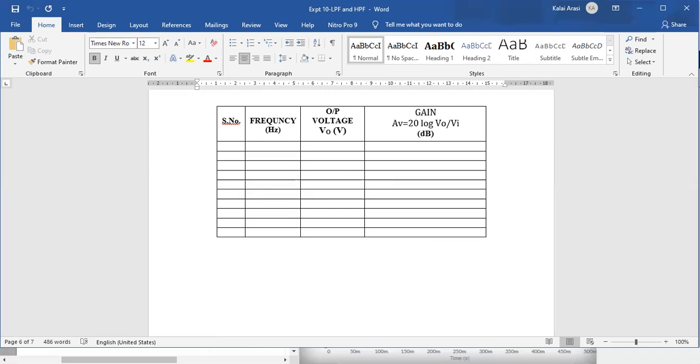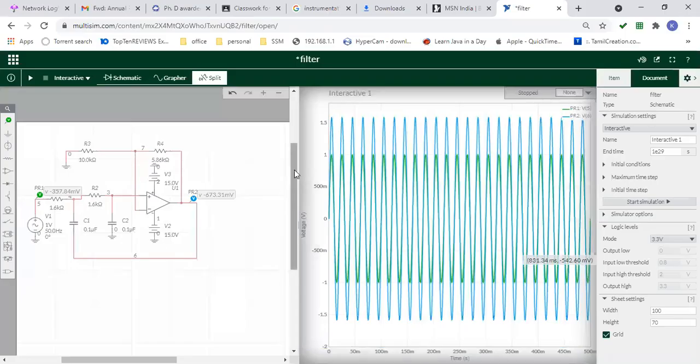Now I'll show the simulation. If you want to do the simulation, from here you can take op amp, 5 terminal op amp, then you connect it, then power supply for those two things, then RC. As per the circuit diagram, you can connect it. Now AC source, you take 1 volt, 50 hertz first I have given. Run the simulation.